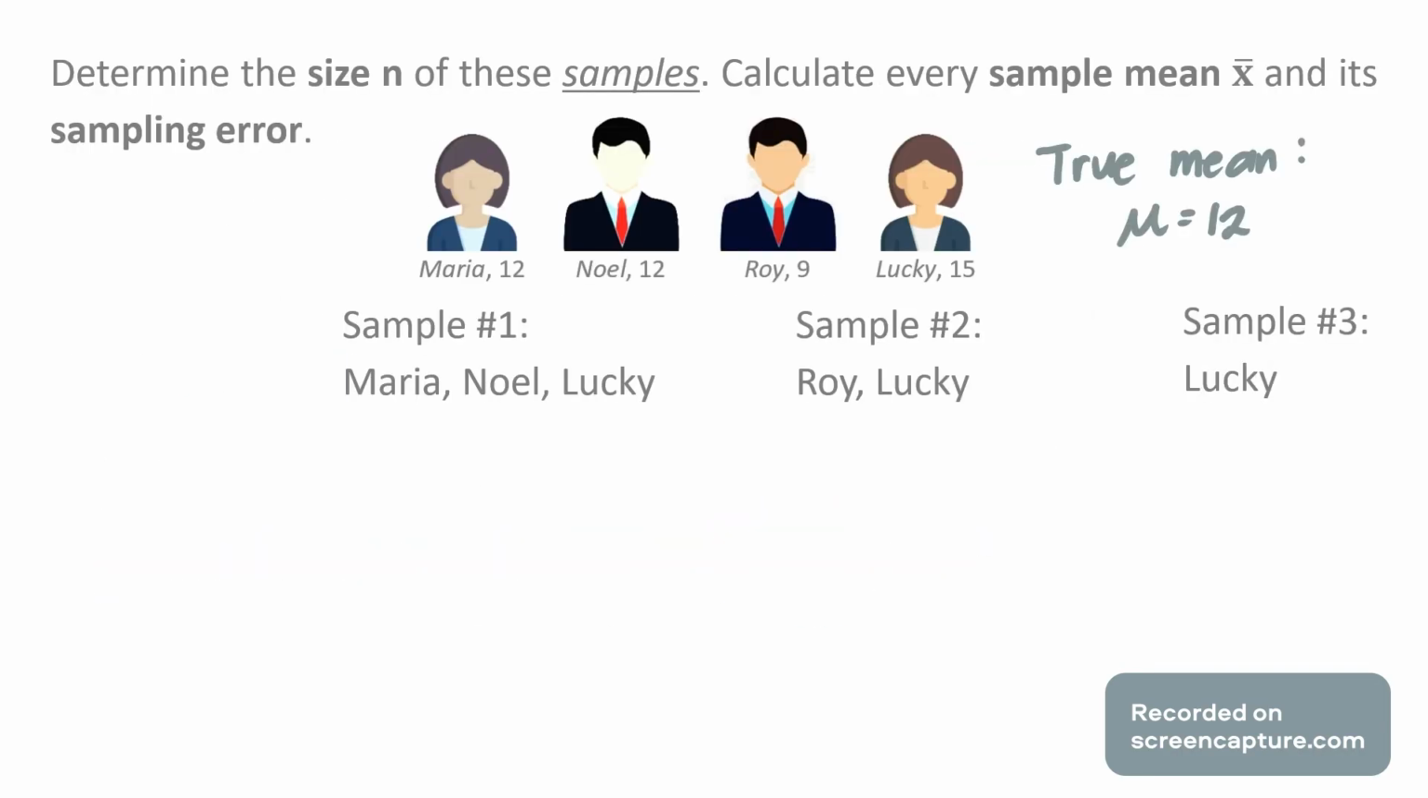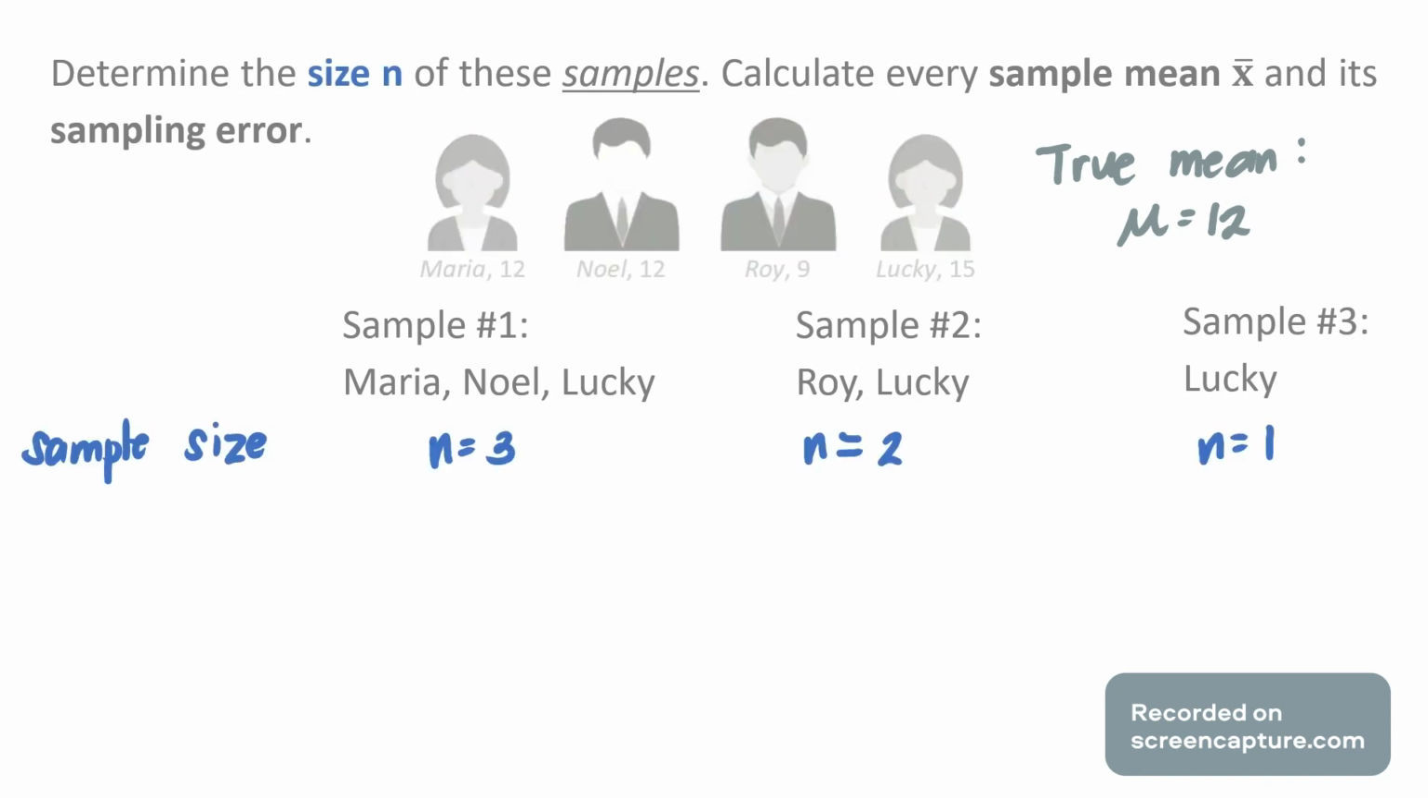But what if we take only samples from this list? A sample is a smaller group taken from the population. Now, we must understand that within a population, there are many samples that we can take. Let's have three such samples. Sample 1 is Maria, Noel, and Lucky. Sample 2 is Roy and Lucky. Sample 3 is Lucky only.